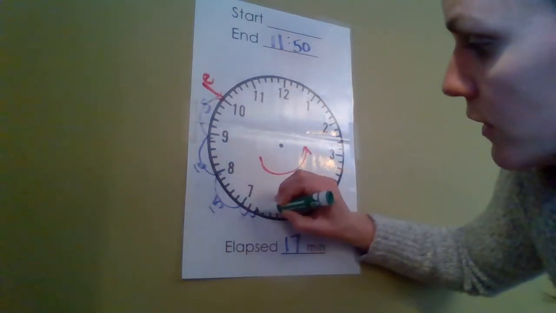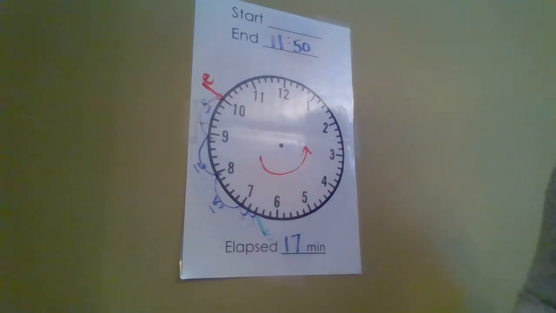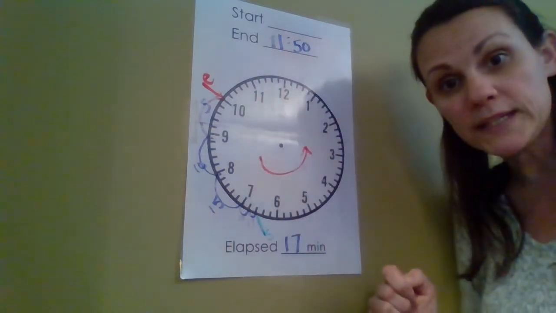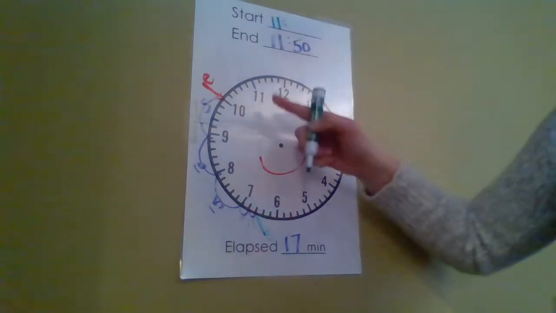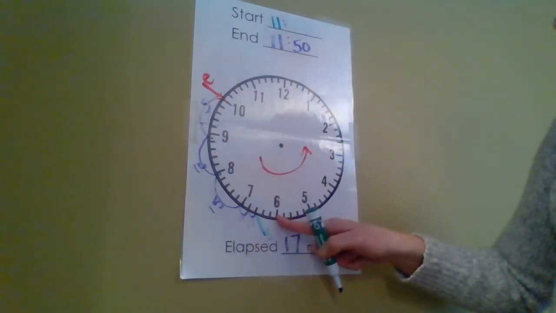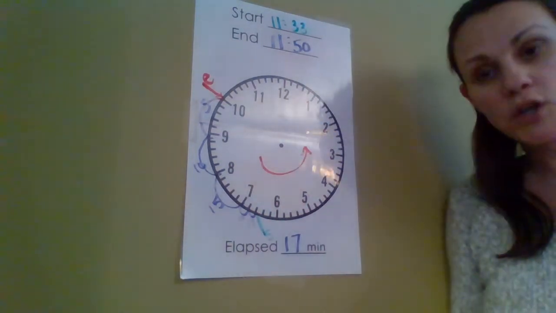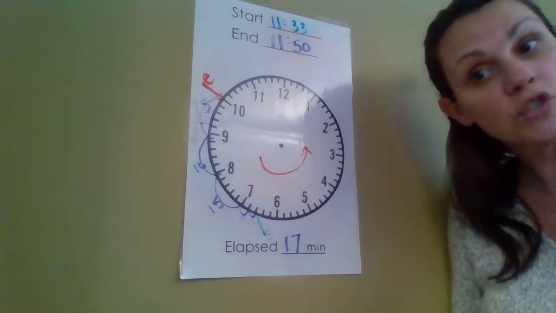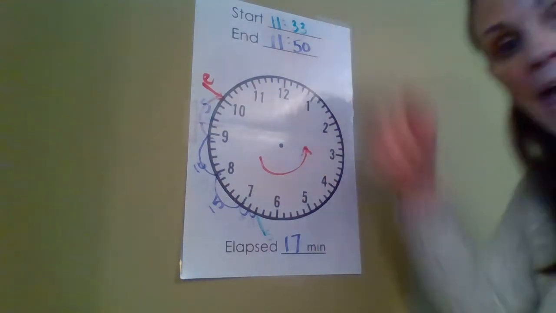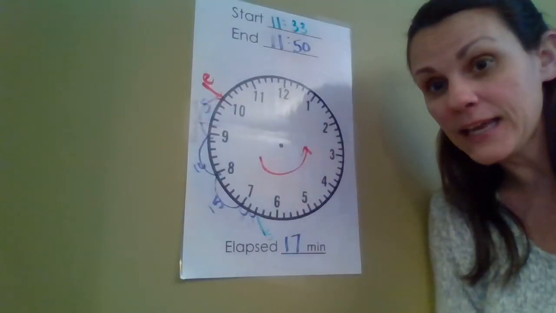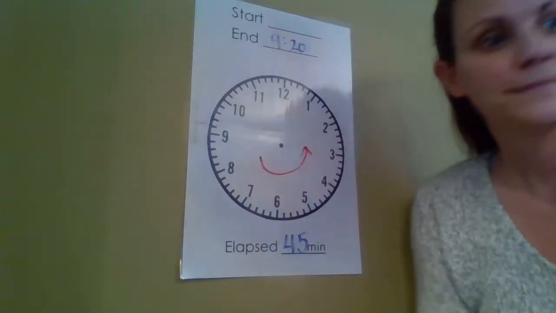We ended up at our start time. Did we cross over an hour? No, we didn't. So it's still going to be 11 something. And it's 11:30. 1, 2, 3. 11:33. Our start time is 11:33. And you can always double check. You can always say, if I say 11:33, add on 17 minutes, does that get me to 11:50? Yes, it does.